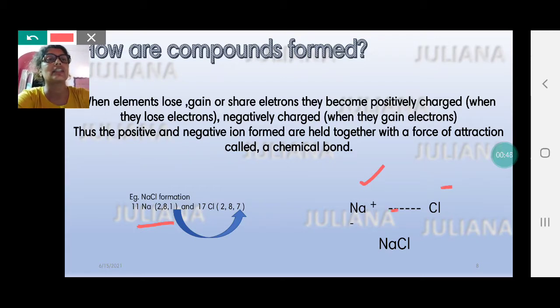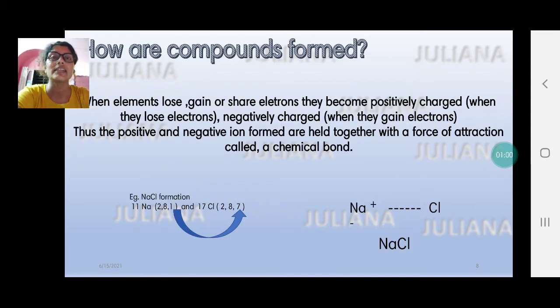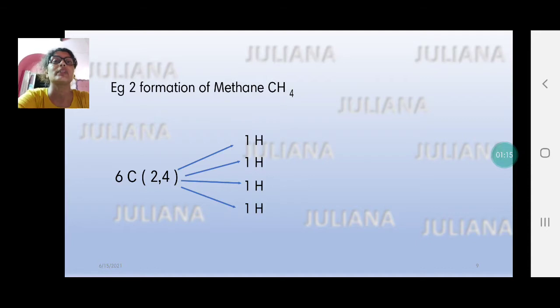As a result, they are held together with electrostatic force, which forms a bond and is called a chemical bond. And that's how a new compound, sodium chloride, is formed. In this case, we have give and take of electrons, donation and acceptance of electrons, forming an ionic bond or an electrovalent bond. I had left you with this example and asked you to do this as homework.